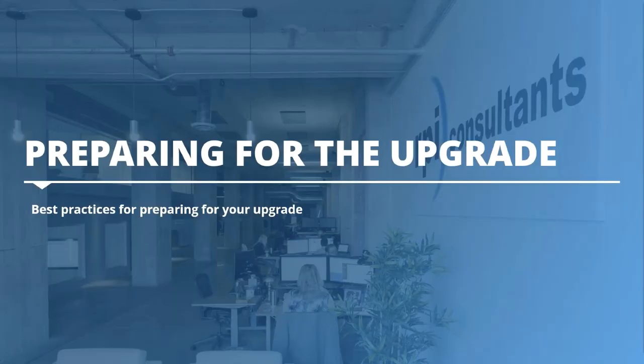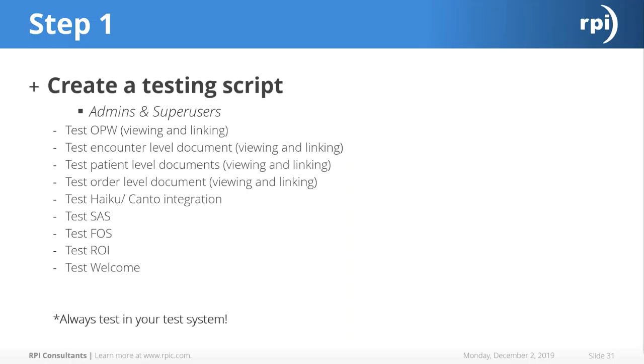So now let's discuss preparing for an upgrade. So the first step when preparing to upgrade is to create the testing scripts. And this should really be a joint effort between the analyst and the super users. So it's best to go through all the OnBase Epic integrated modules that you own, and creating the scripts from there.